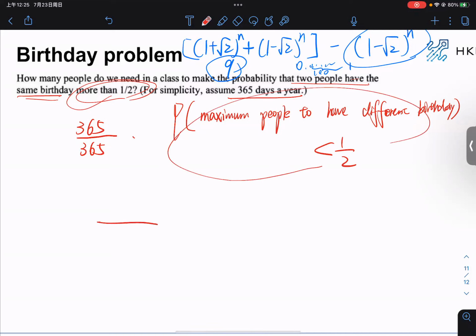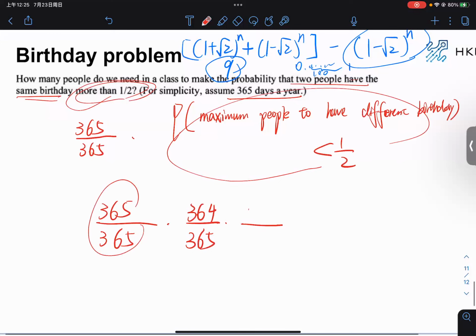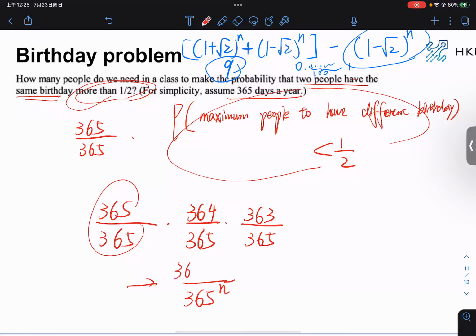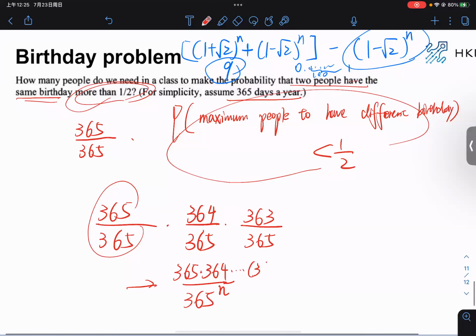For the first one, we can pick any day, but how about the second one? Because we have chosen one, we can only choose 364 for the second person. For the third person, there are only 363 choices left. And all the way, we can put it as 365 to the nth power over 365 multiplied by 364 all the way to 365 minus n plus 1, right? And we want this to be less than 1/2.